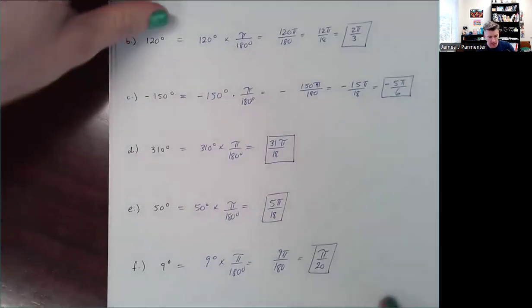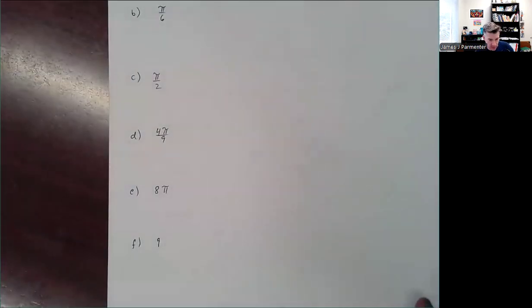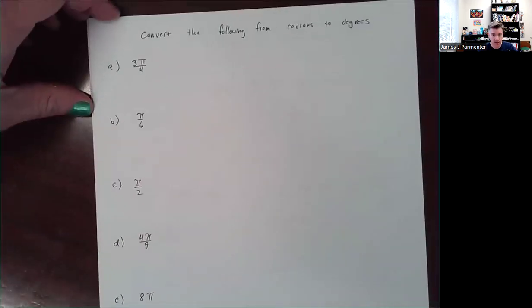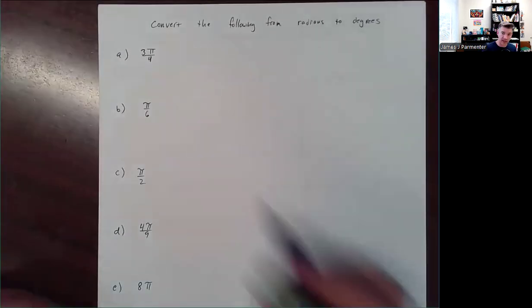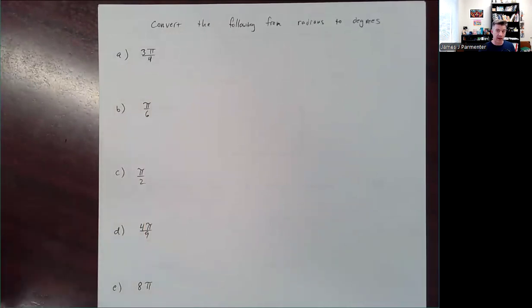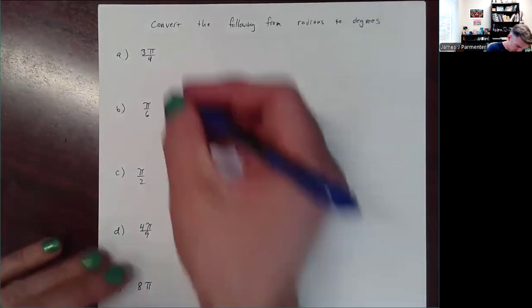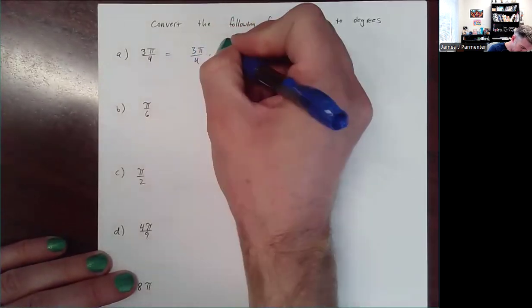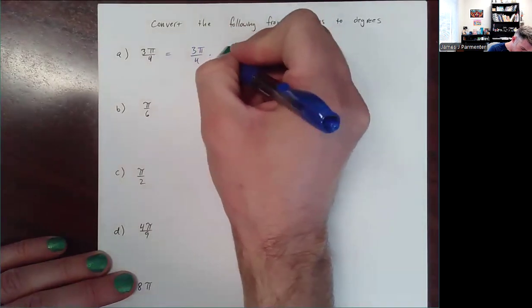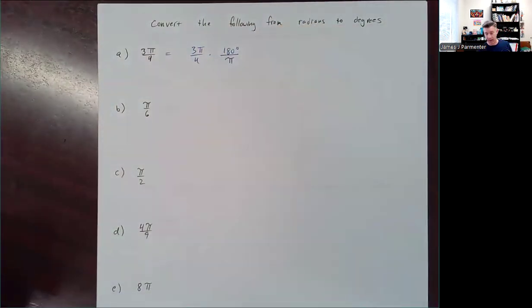Cool. Let's go the other direction. Convert the following from radians to degrees. So now if we want to start with radians and end with degrees, we're going to have to multiply by the conversion factor with the degrees on top and the radians on the bottom. So we're going to say that 3 pi over 4 is equal to 3 pi over 4 times 180 degrees divided by pi.